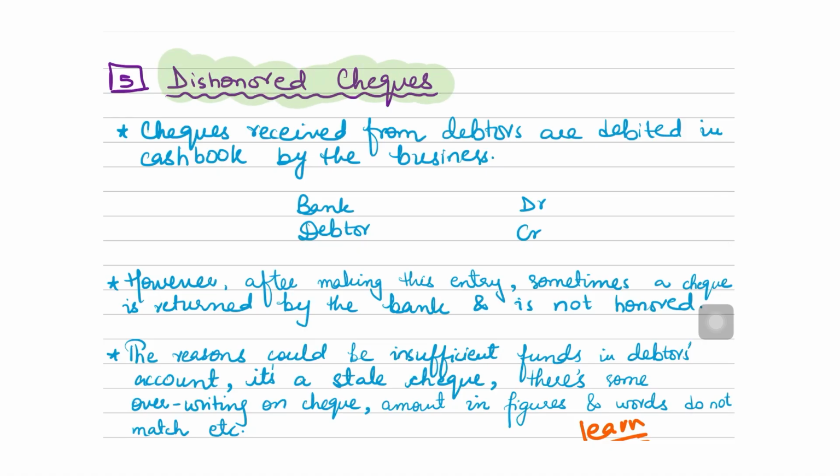Dishonored checks. What are dishonored checks? The checks which are not honored, the checks which are not accepted. So what is that case? This happens, for instance, when we receive checks from the debtors, how do we make the entry? We debit the bank account and we credit the debtor account, right, to show an increase in bank balance and to show a decrease in debtors balance. That is how we make the entry. But sometimes, since that entry has been made in our cash book, that check is returned, that check is not honored.